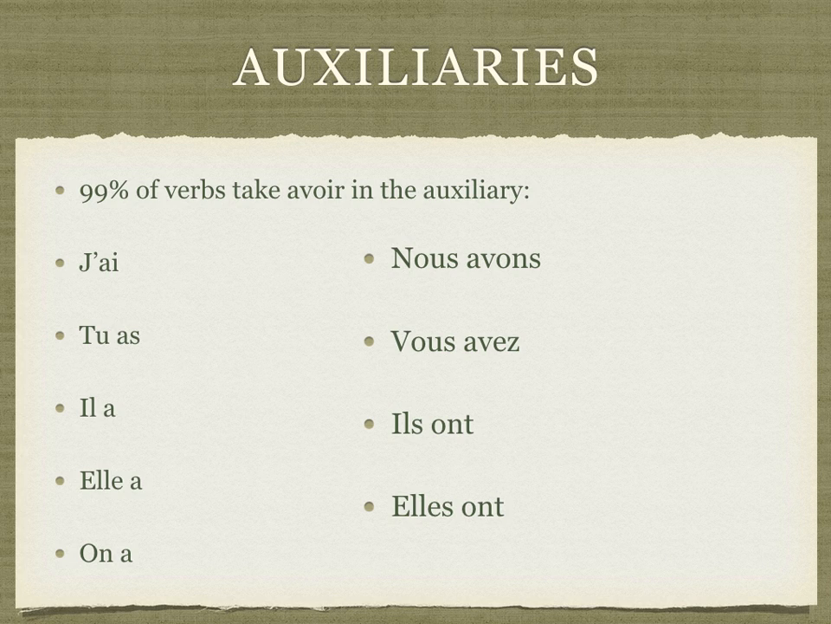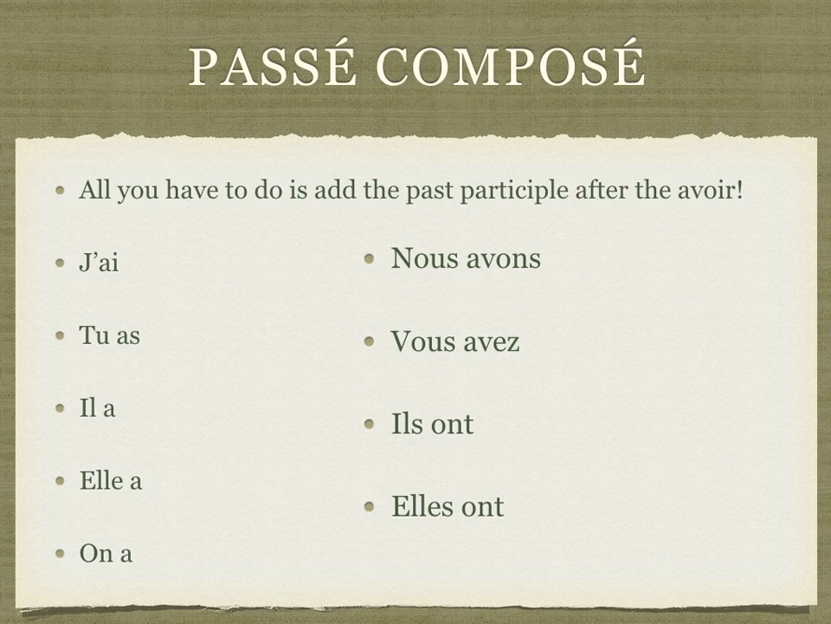A huge majority of verbs take avoir as the auxiliary. So j'ai, tu as, il a, elle a, on a, nous avons, vous avez, ils ont, and elles ont. Huge majority of our verbs take avoir. All we have to do to form this into the passé composé is add whatever our past participle for our verb is after this exact same conjugation of avoir.